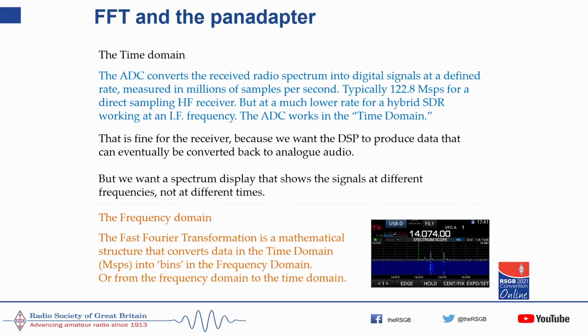And the fast Fourier transformation is a very complicated mathematical structure that converts data from the time domain in millions of samples per second into bins in the frequency domain. Each bin has a width, so it's the level of the signal within a small chunk of frequency. It might be 10 hertz wide. And the spectrum scope is actually made up of stacking all those 10 hertz wide bins side by side to produce an image of the frequencies across the spectrum.